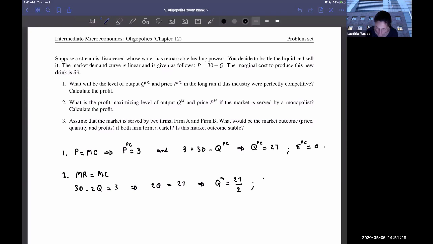What is the equilibrium price? So the equilibrium price is 30 minus QM, which is, so this is equal to 30 minus 13.5. So the price is 16.5. Okay, so nothing difficult so far.